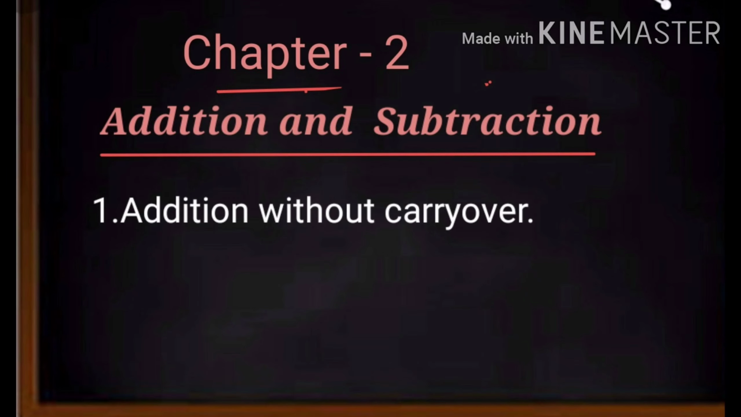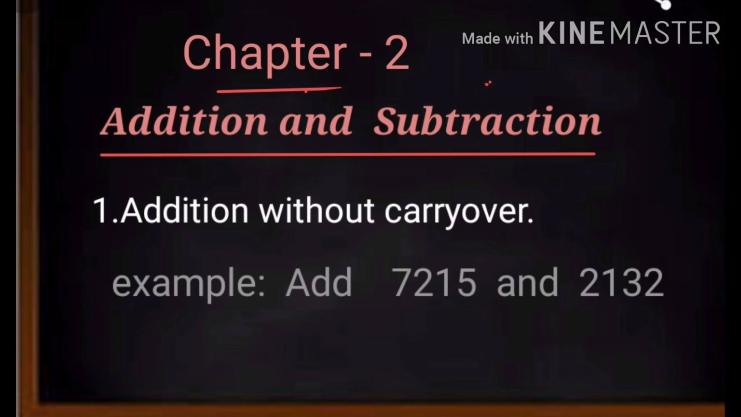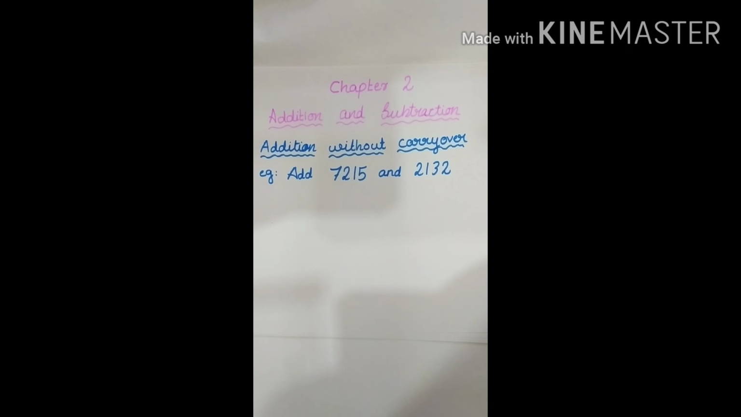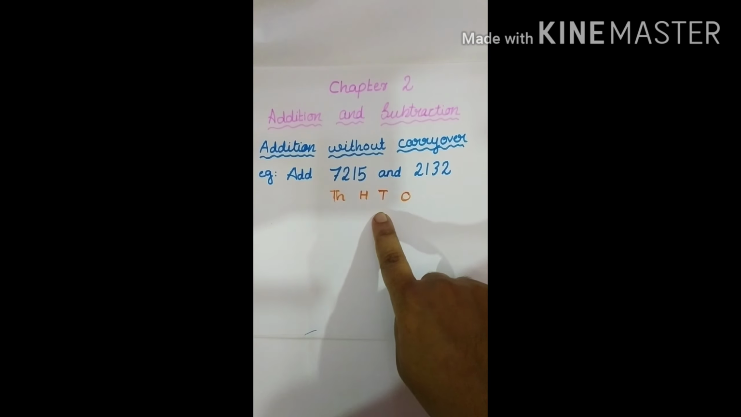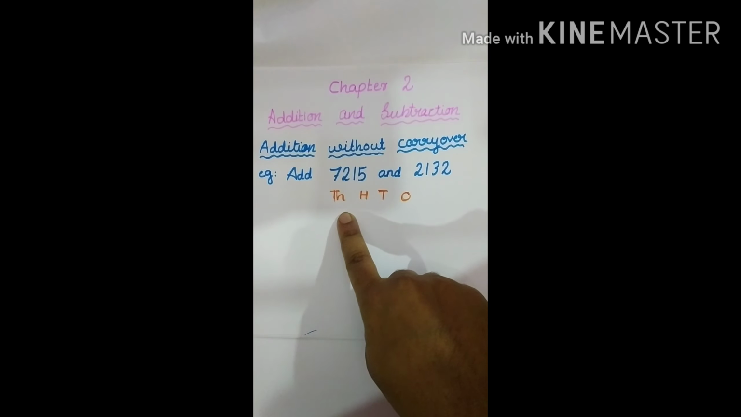Children, let us take the first example. Add 7250 and 2132. The first thing that we have to keep in mind is to line up the numbers by the place value and then add normally. So, let us arrange the numbers according to the place value: ones, tens, hundreds and thousands.